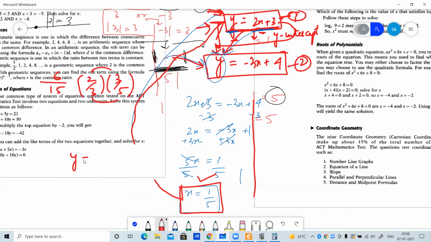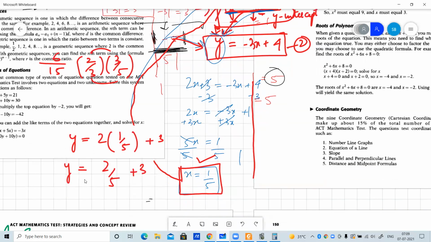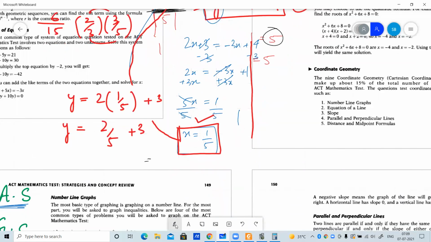So I can write it as y equals 2 times x plus 3, and we got the value of x as 1/5. So we can simply multiply 2 times 1/5. How much will it be? 2/5. Right, 2/5 plus 3. Now, if you have to add the fractions, what will you do with 3? Over 1.